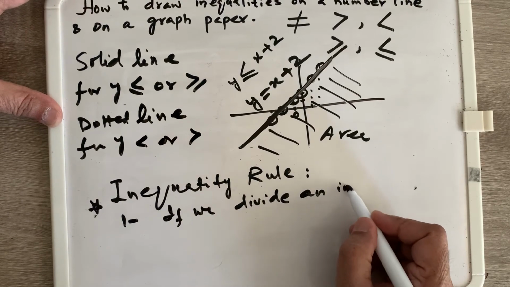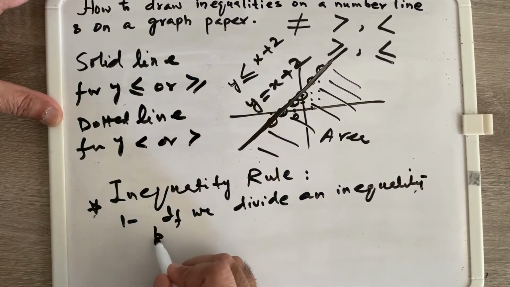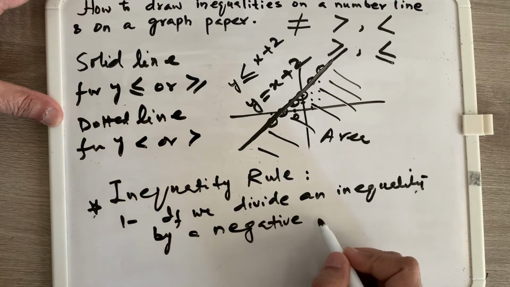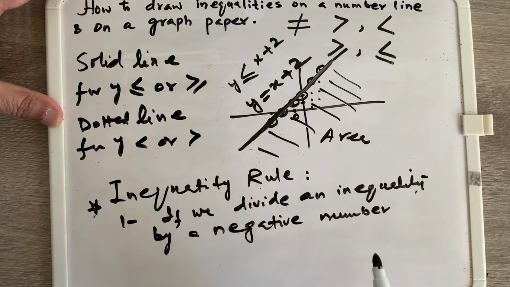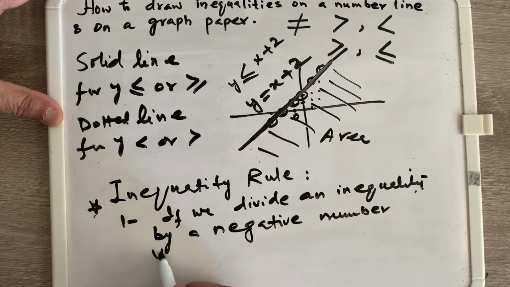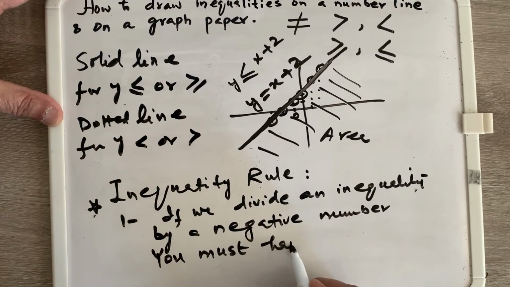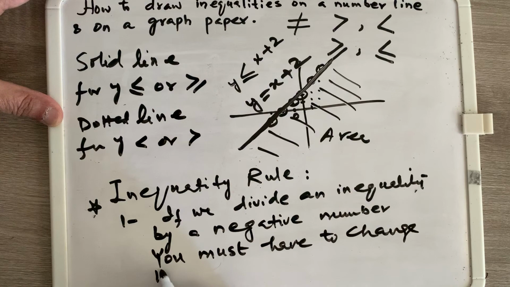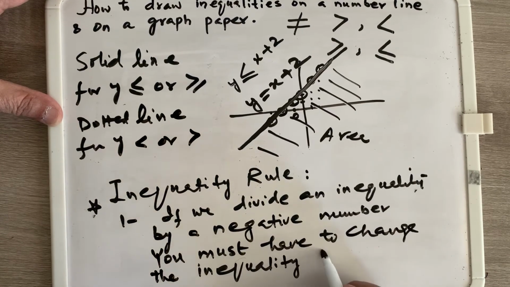by a negative number, we have to change the inequality sign. You must, we will say you must, right? Or we must change the inequality sign. So we will practice in the next video, and then we will see the inequality sign.